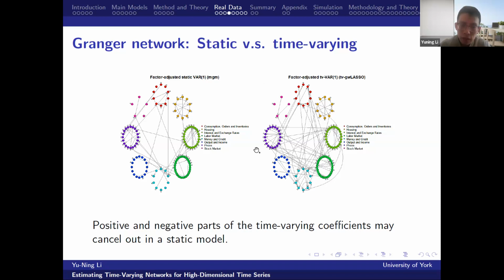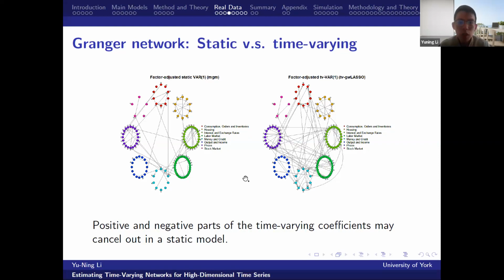We can see in the left figure there are fewer links between the nodes. One reason might be that if the parameter is sometimes positive and sometimes negative, then a static model could estimate it as 0, so we cannot find the link between these two variables. But if we estimate a time-varying VAR model, the parameter can be sometimes positive and sometimes negative, and we find this Granger causality.